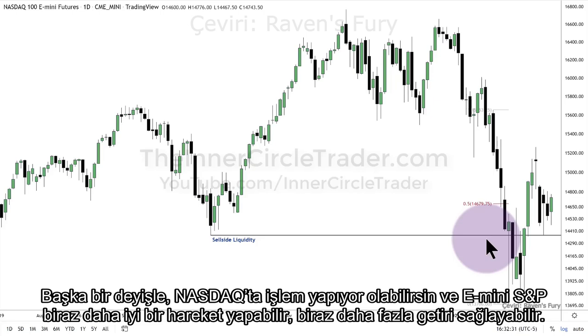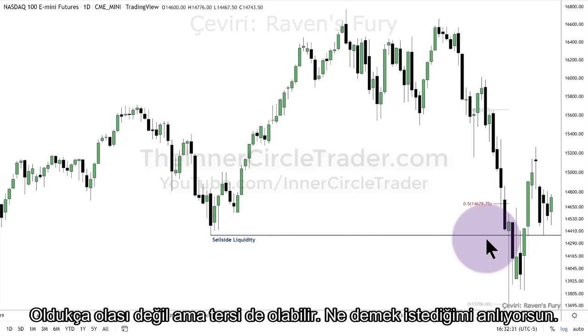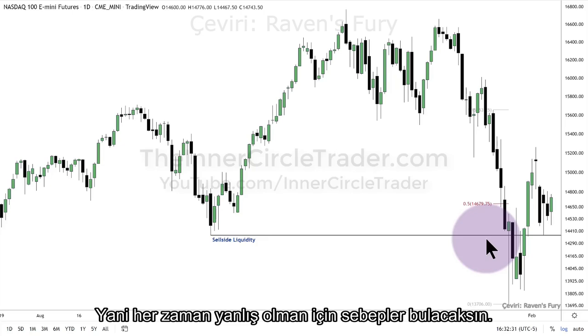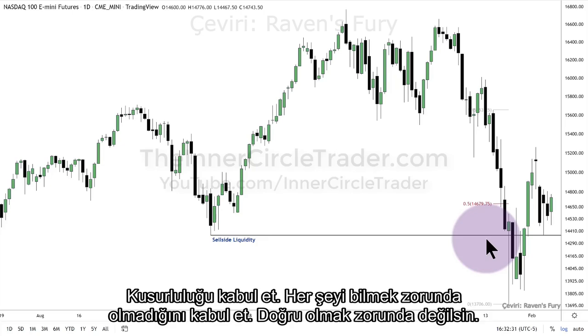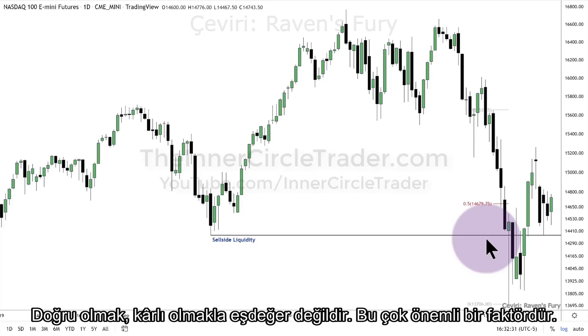asset. In other words, you may be trading the NASDAQ and the E-mini S&P has a little bit better run and delivers a little bit more. Highly unlikely, but vice versa. You get what I'm saying. So you're always going to find reasons to be wrong. Embrace imperfection. Embrace the idea that you don't have to know everything. You don't have to be right, okay? Being right is not equivalent to being profitable.